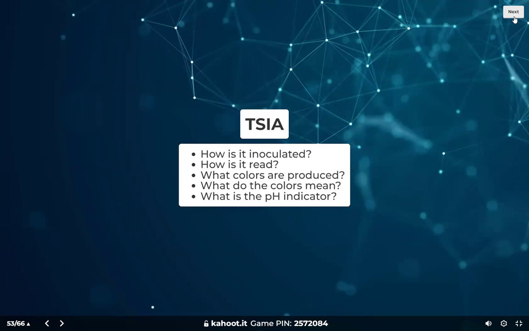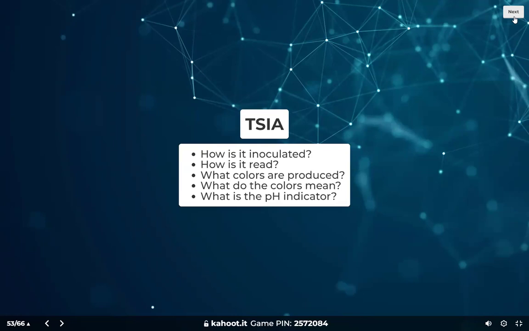So your slant is testing for sucrose or lactose fermentation. The butt is testing for glucose fermentation. So if you have a pink butt, did you ferment glucose? No, right? So that's the sort of thing that you need to be able to break down on the test as well. What colors are produced? We kind of went over that and what they mean as well.